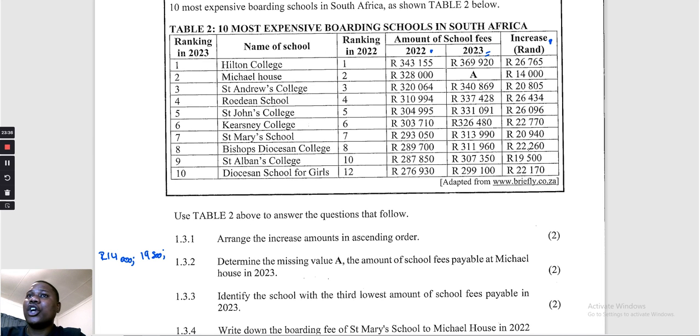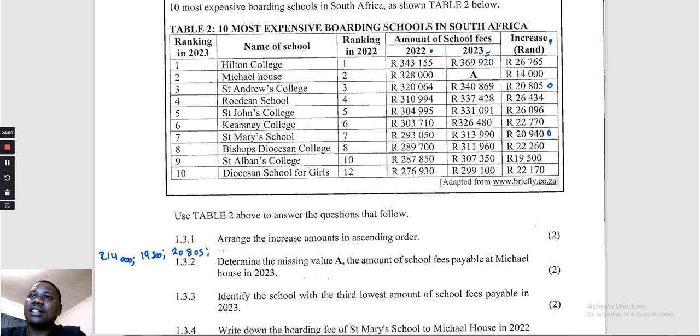Okay, do we have anything of 19,000 again? No, we don't have. Do we have anything of 20,000? Yes, we have 20,000. So there are only two 20,000s. Okay, so which one is the lowest when you compare the two? The one that says 20,805.